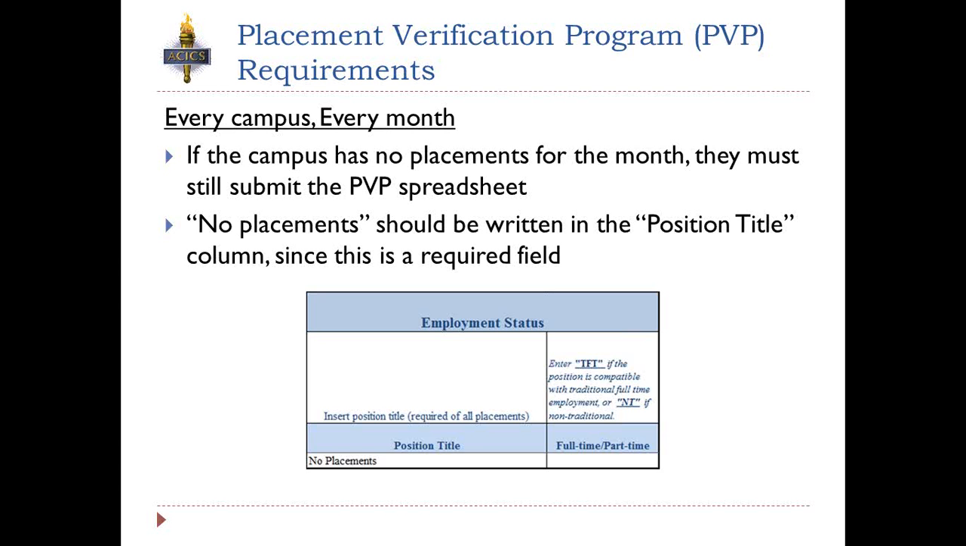A number of institutions have asked if they have no placements for a month, will they be required to submit the PVP spreadsheet? The answer is yes. We are going to require institutions to upload something so that we can maintain information on who did upload and who did not. However, as you see on the screen, what you will do is put in no placements in the position title column and then upload that. The position title is a required field, so you'll have to complete that information on the spreadsheet, and then upload it, and then of course no emails will be sent out if you had no placements.